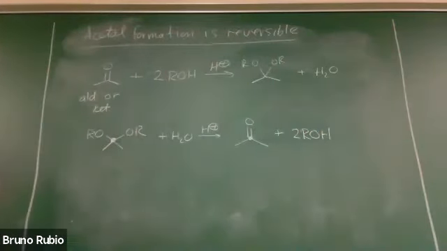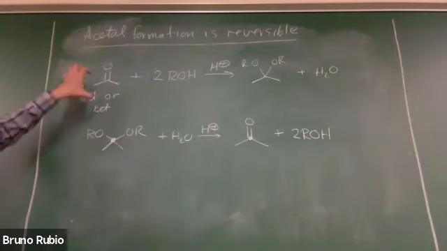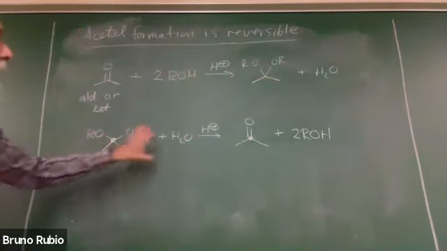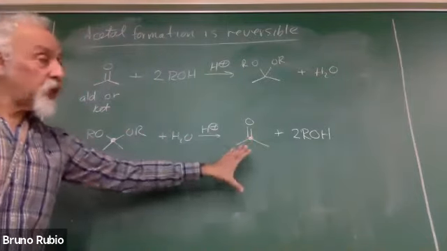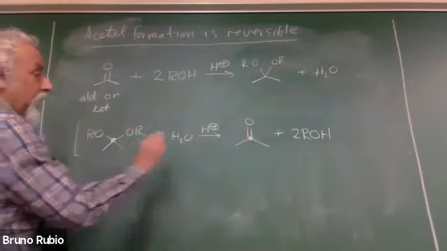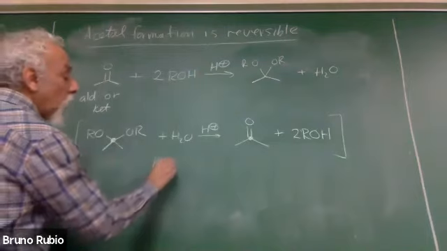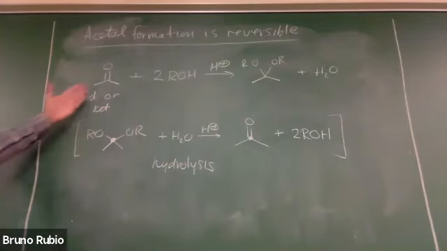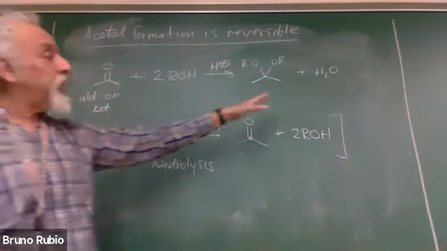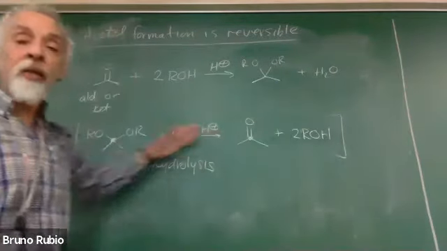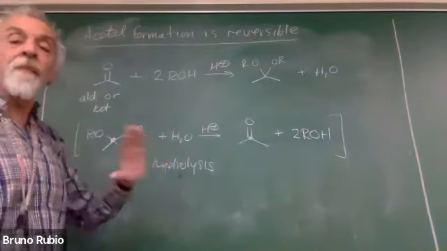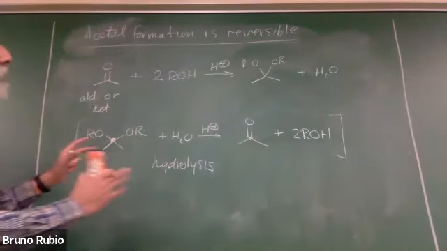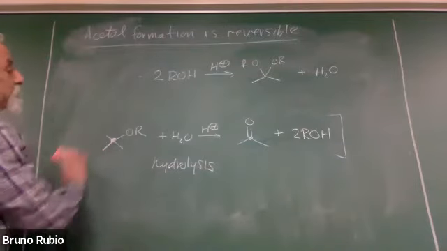All right, so this is what is meant by a reversible reaction. Aldehyde or ketone plus two equivalents of alcohol makes an acetal and water. But acetal plus water, the reaction is reversed. This reaction right here is called hydrolysis. Hydrolysis of the acetal. So when I create an acetal in the laboratory, I have to make sure that I have some way of taking water away, or else the reaction will reverse itself. And that can be done in various ways. I don't want to get into the experimental procedure here. So acetal formation is reversible.